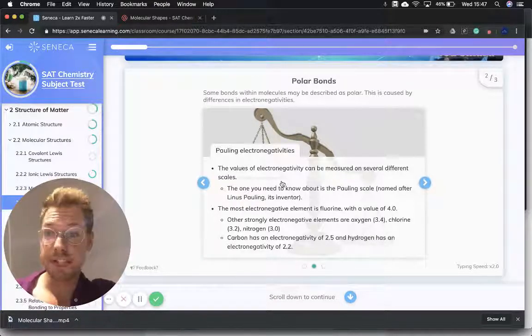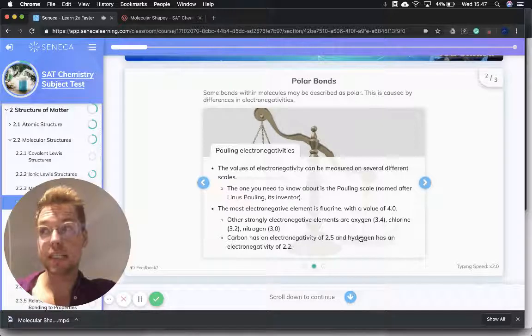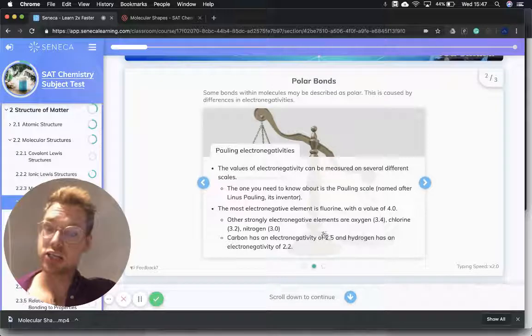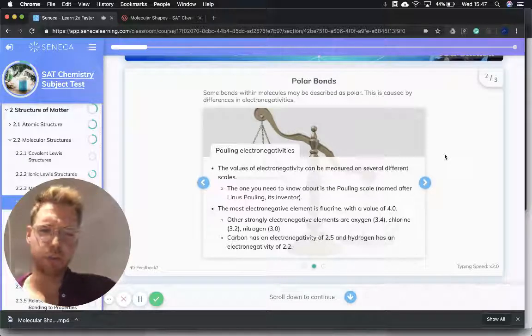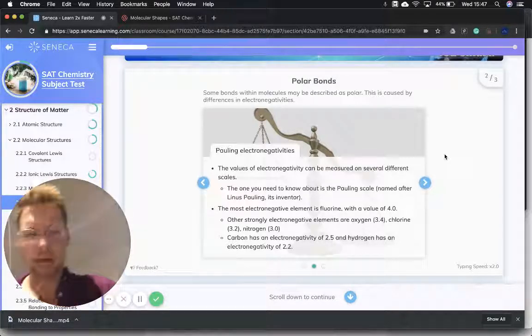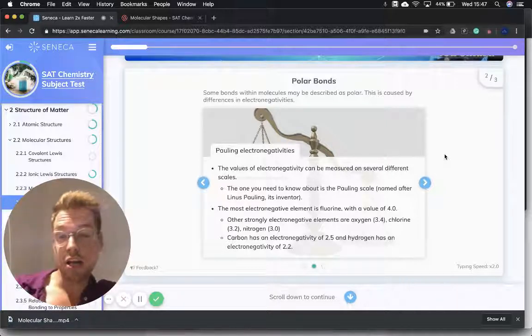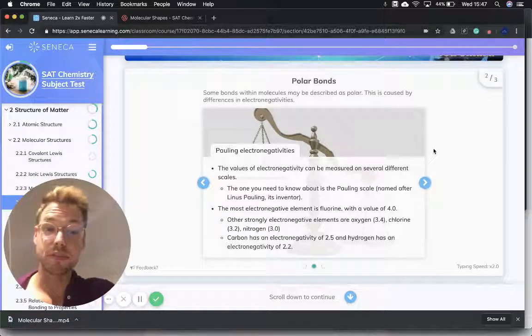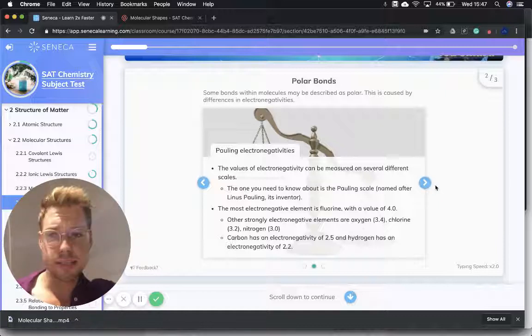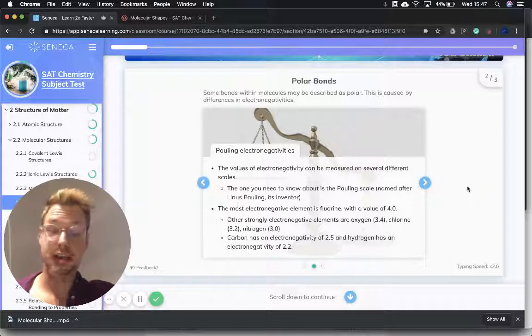The most important thing to take away from this, though, is the most electronegative element is fluorine, and it has a value of 4.0 on the Pauling scale. And everything decreases in electronegativity as you move away from fluorine. Other important electronegative elements are oxygen, which is 3.4. Coming in at 3.2, we've got our chlorine, and at 3.0, we have the diatomic babe nitrogen. So carbon has an electronegativity of 2.5 and hydrogen is around 2.2. You don't need to learn those numbers. Just remember that super electronegative elements are fluorine, oxygen, chlorine, and nitrogen.